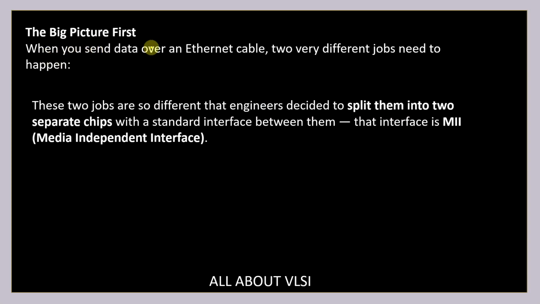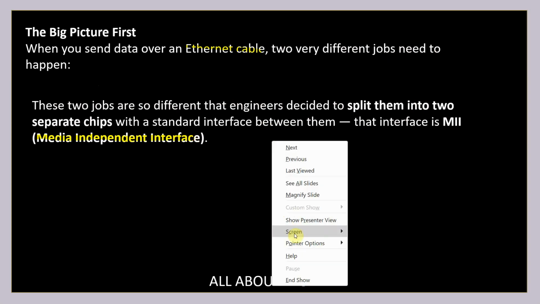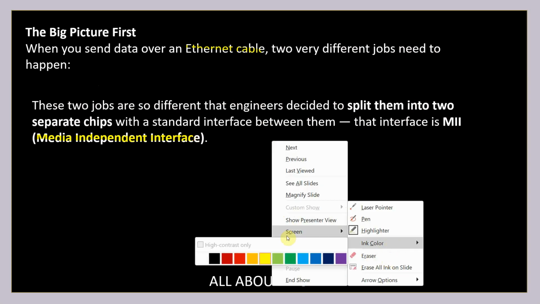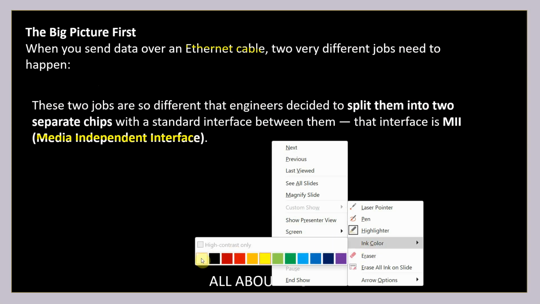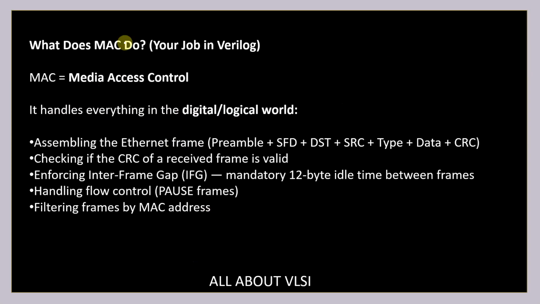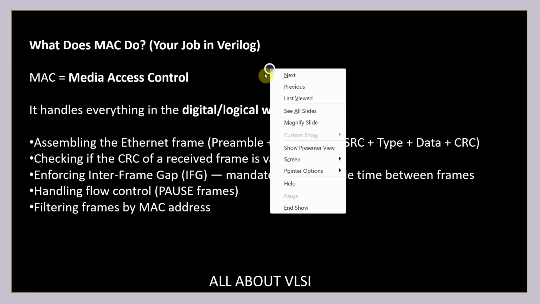So when we send data over an Ethernet cable, two different jobs need to happen. These two jobs are so different that engineers decided to split them into two separate chips with a standard interface between them. That interface is nothing but MII, which stands for Media Independent Interface. Let's try to understand the scenario, and why and where we are going to use MII, and other possible options also. So what is our MAC basically doing?